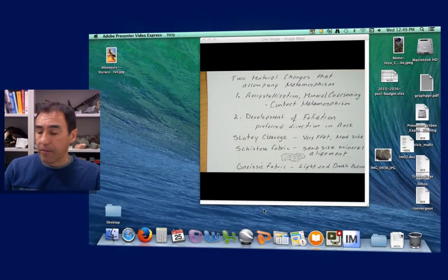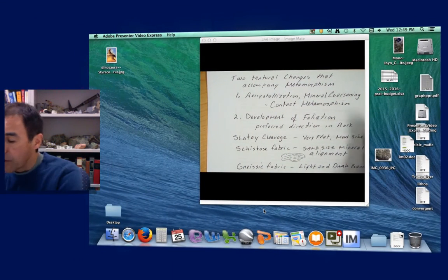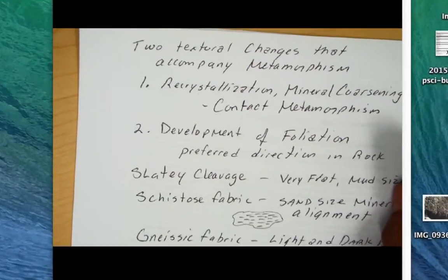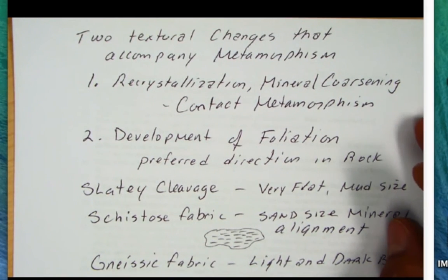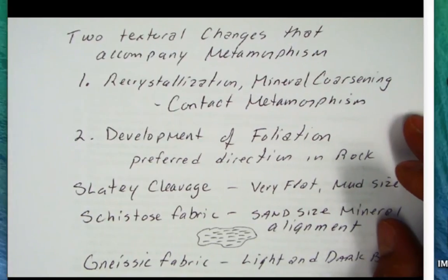I am Dr. Robert Lopez, and today I want to talk about some of the textures of metamorphic rocks and actually look at some metamorphic rocks. There are two textural changes that accompany metamorphism. The first one is recrystallization, so the minerals become coarser, and that usually happens in contact metamorphism.